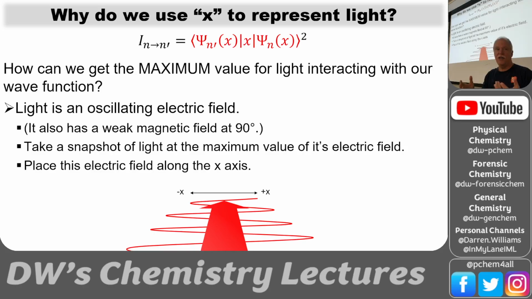If it's non-zero but small, then there's a small intensity for that peak. If it's non-zero and huge, then there's a huge intensity for that peak. So this allows us to get the different intensities for all of our transitions.